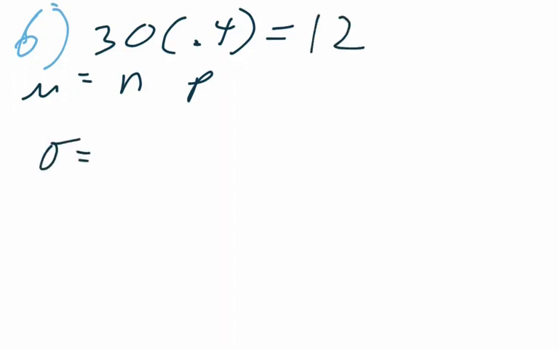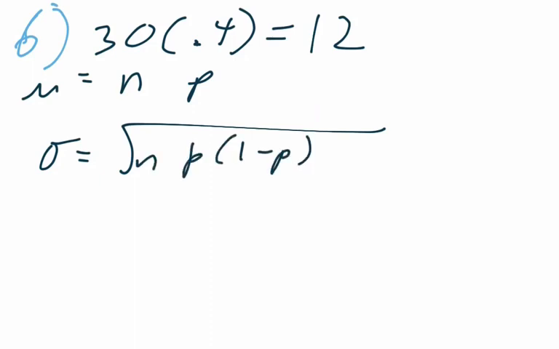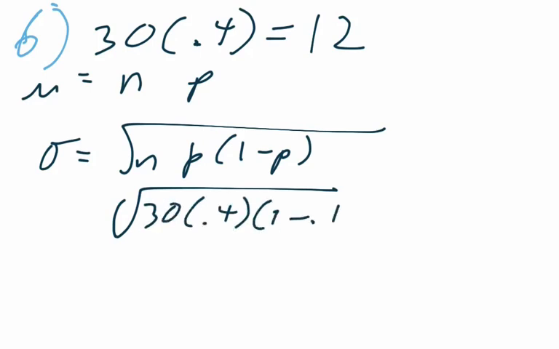And the standard deviation is the square root of n times p times 1 minus p. So that would be the square root of 30 times 0.4 times 1 minus 0.4, which is 2.68.